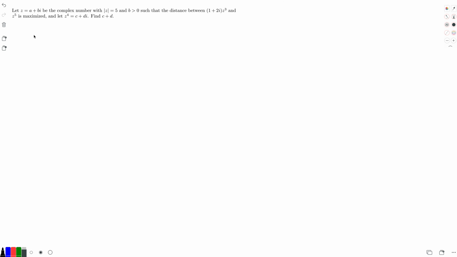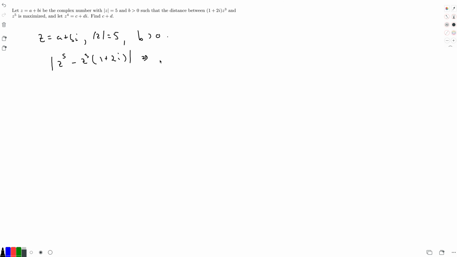So let's first write down the information we know. z is a plus bi. The modulus of z is equal to 5, and the imaginary part is greater than 0, right? And such that the distance between this and this is maximized, so the distance is just this thing minus z cubed. We want this to be maximized. So how are we going to do this?